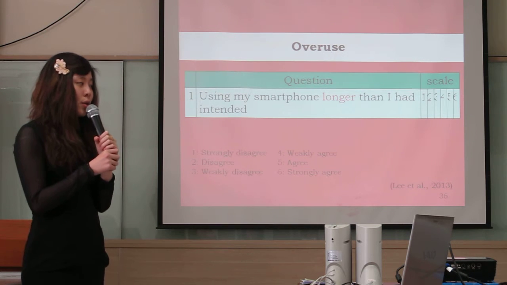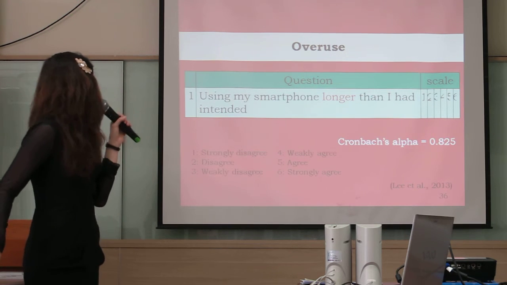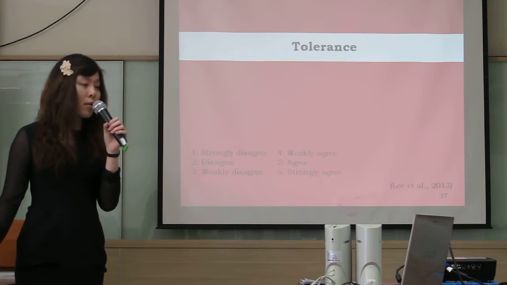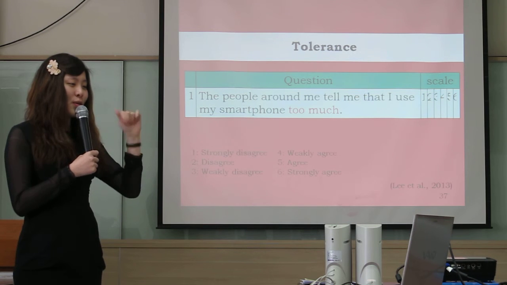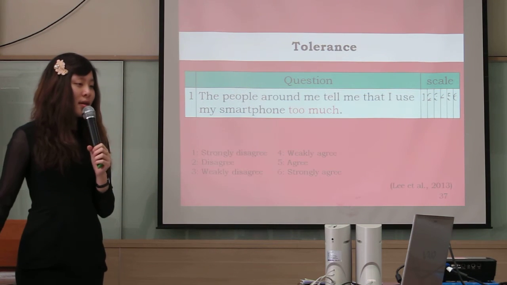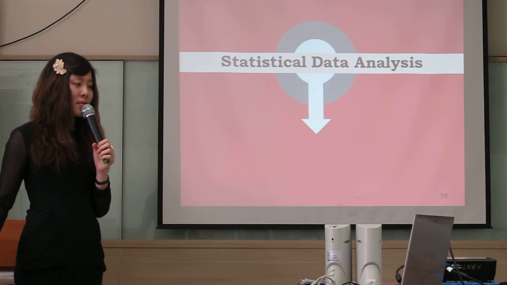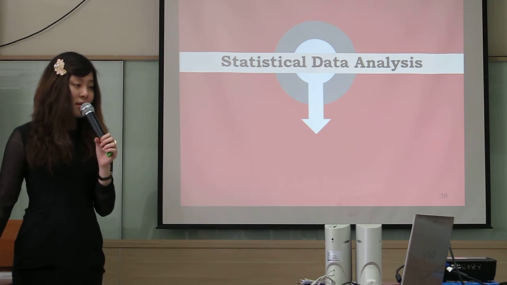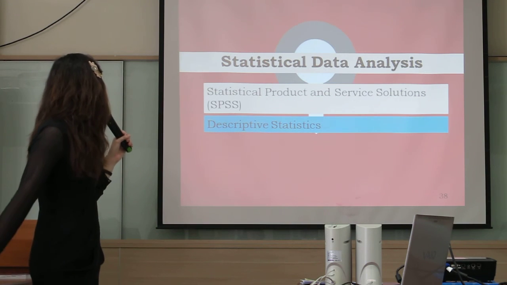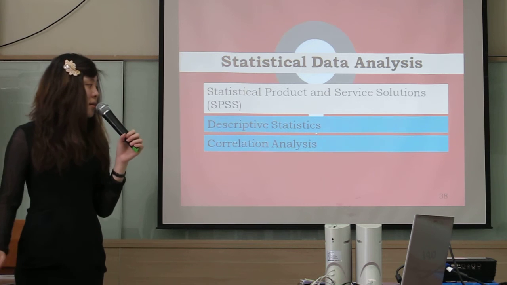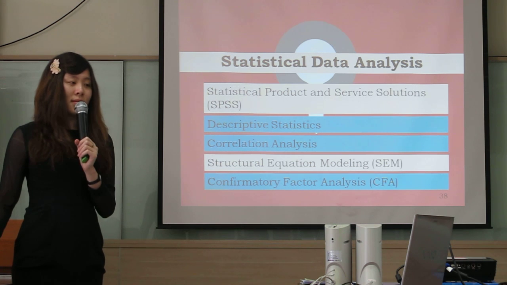Overuse means that you use your smartphone longer than you plan. Alpha is 0.825. And final one, tolerance means that your friends around you tell you that you use your smartphone too much. And then alpha is 0.865. Statistical data analysis will use SPSS to test descriptive statistics and correlation analysis, and use SEM to test confirmatory factor analysis. Thank you.